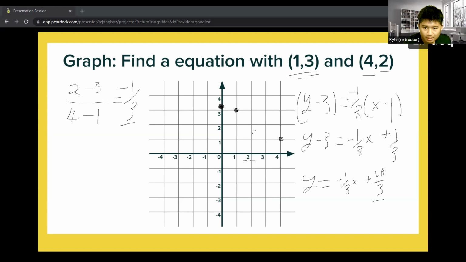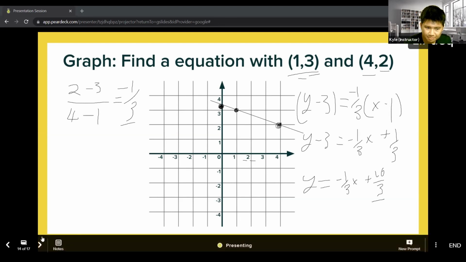So now let's draw the line. Oh, (4, 2) plus (4, 1). Let's draw the line. Oh, that's kind of bad. Erase this. Let me try this again. (4, 1). And this would be basically our line. And yeah, so using point slope form, we can easily draw the line if we have 2 points. Okay? Does that make sense?